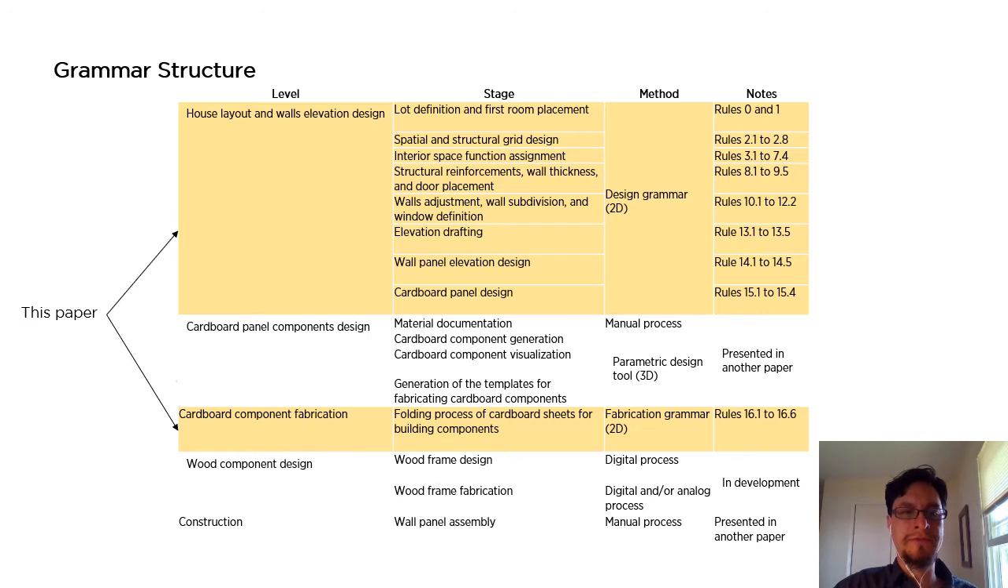This is the structure of the grammar. In the first level, we have the rules for designing the layout of the house and the walls elevation. The second level is for designing the cardboard components. The third level is for fabricating the cardboard components. Then we have the design of the wood components, and finally the instructions for building these construction components. This paper presents the shape grammars for the first and the third levels of the structure.